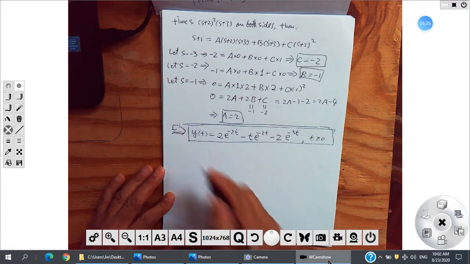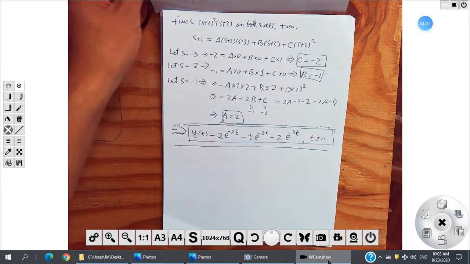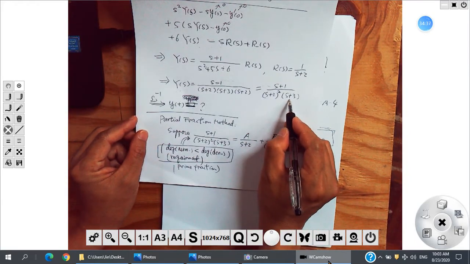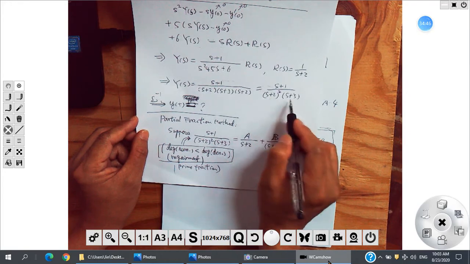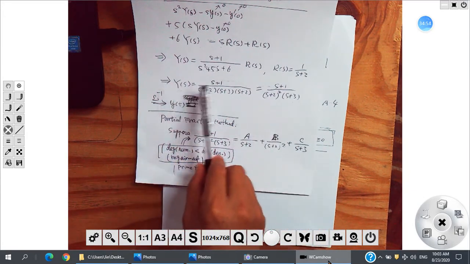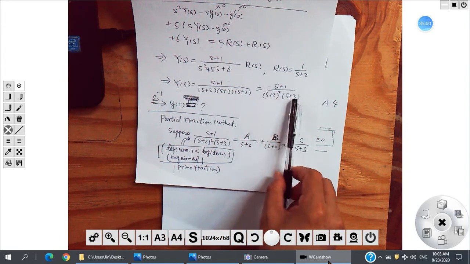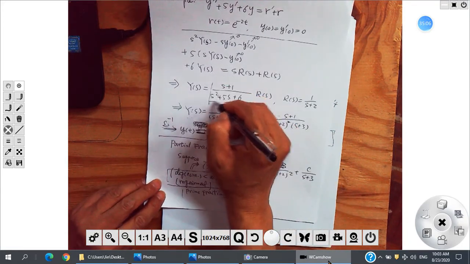Alright, and here we have some numbers that are very special. What numbers? These negative 2 and negative 3. When s equals negative 2, you see here, the denominator is 0. When s equals negative 3, the denominator is also 0. So they have names. We call them poles of the system, right? So they are poles. And we have the transfer function. This is the transfer function.